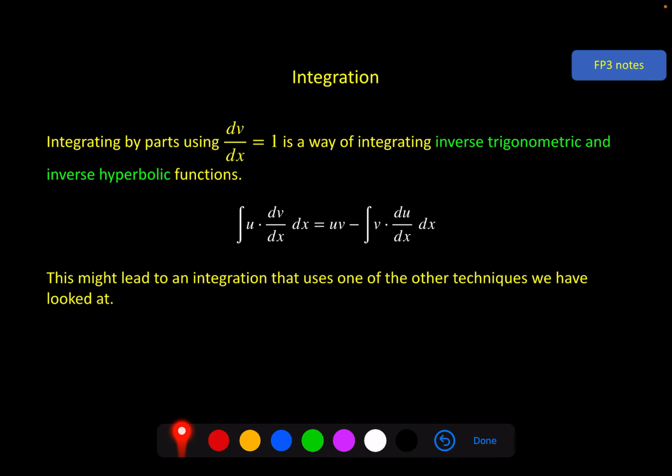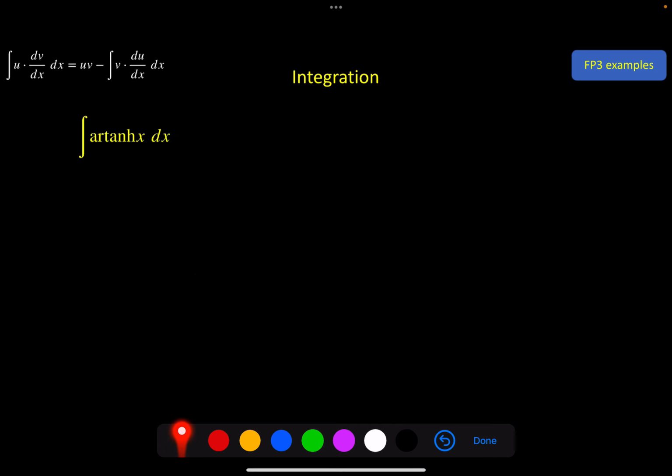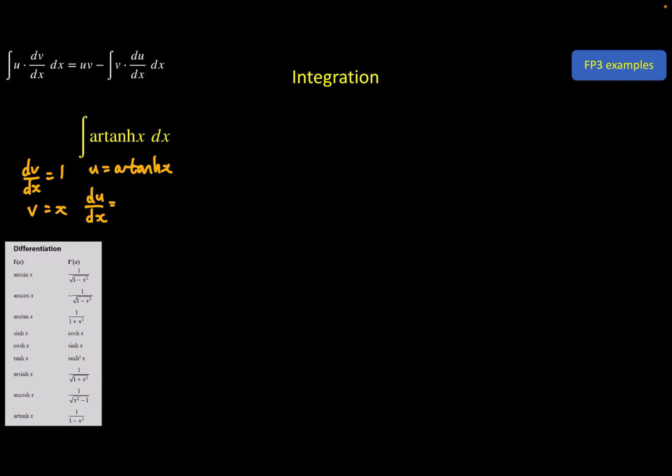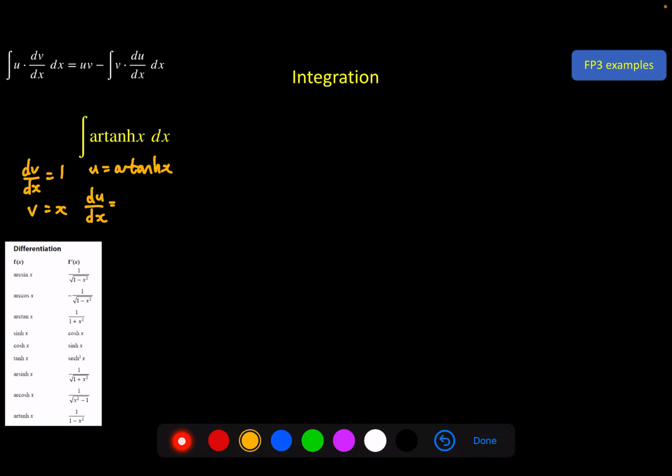We're going to do the same process using dv by dx equals 1. I'll just go through a couple of examples to show how this works. First one, r tanh x. Again, let me put down here, we're using dv by dx equal to 1, so v is equal to x. Then u is equal to r tanh x, and we need to differentiate that. So if you can't remember, we can use the formula booklet, and r tanh, if we differentiate that, we get 1 over 1 minus x squared.